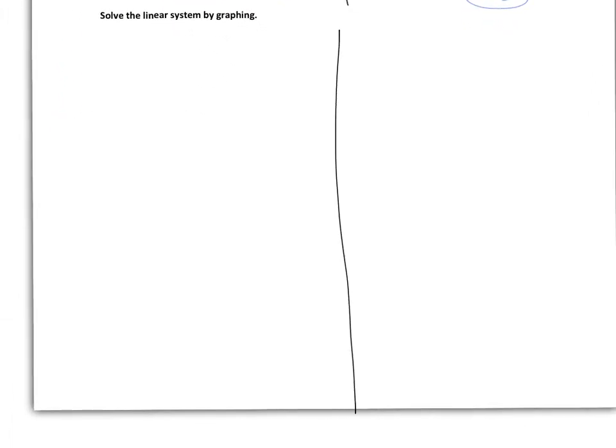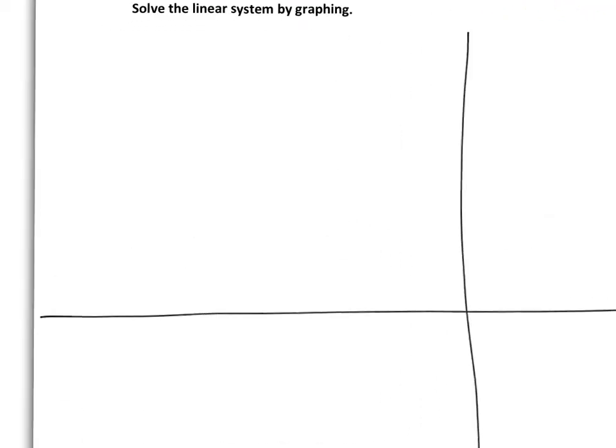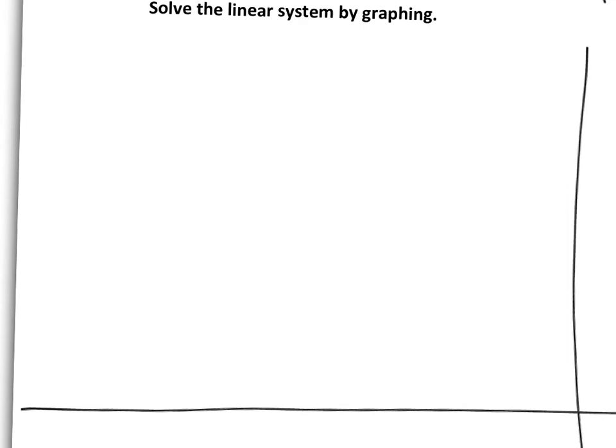Now, if we want to actually solve this system, the way that we do this is we can graph both lines, and we're going to find the point at which they cross. So our first example we're going to look at the lines y equals 3x minus 8 and y equals 2x minus 5. Ultimately we're going to graph these two lines on the same coordinate plane.